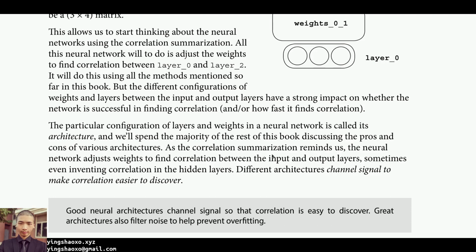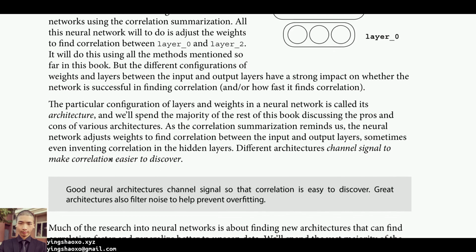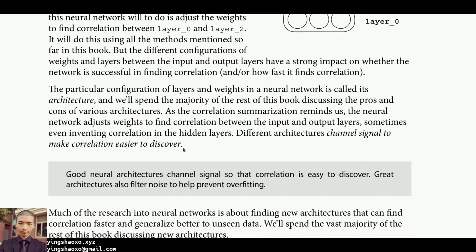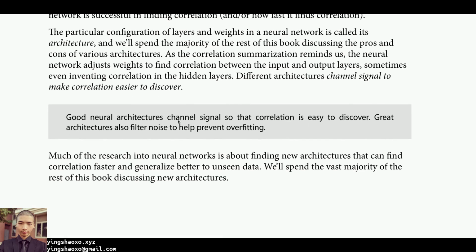As the correlation summarization reminds us, the neural network adjusts weights to find correlation between the input and output layers, sometimes even inventing correlation in the hidden layers. Different architectures channel signal to make correlation easier to discover. Good neural architectures channel signal so that correlation is easy to discover. Great architectures also filter noise to help prevent overfitting.